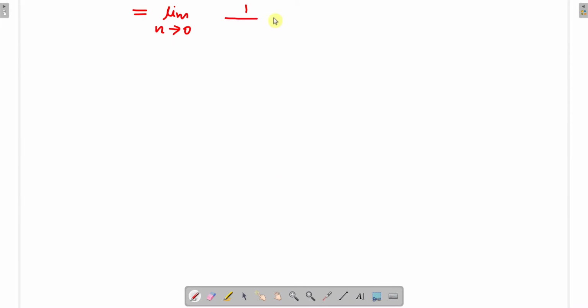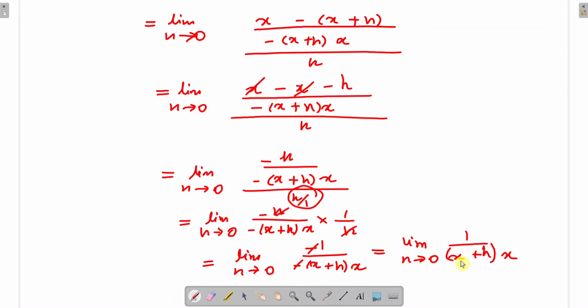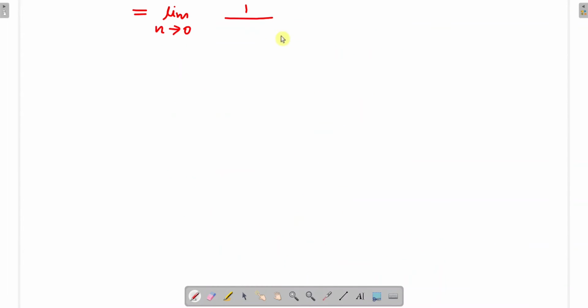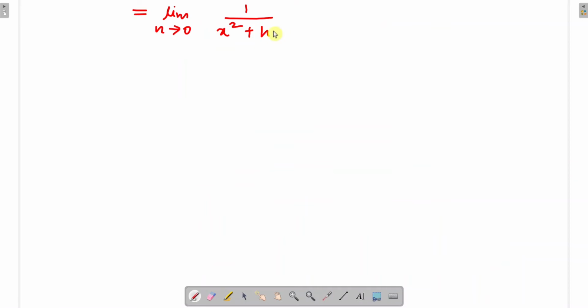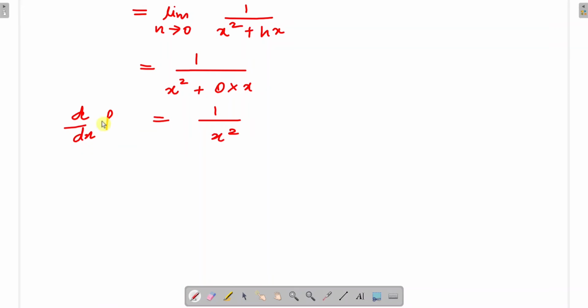So this is nothing but limit h tends to 0, 1 by, we have to multiply the bracket. Now x multiplied by x is x square and h multiplied by x is hx. Now if we take the limit as h tends to 0, directly what we will get, 1 by x square plus 0 multiplied by x, so that is nothing but 1 by x square. So this is the derivative of f of x. I hope you have understood this, easy problems.